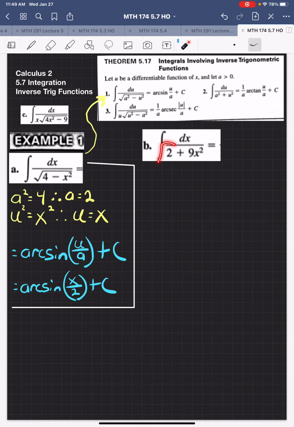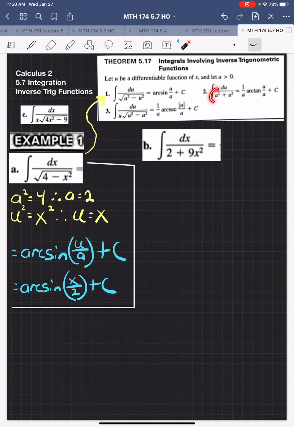Taking a look at the denominator, see how there's no square root. That automatically says this is not an arcsine problem. This is not an arcsecant problem, because they have square roots. This must be an arctan problem. So now we know the format: it's a squared plus u squared.